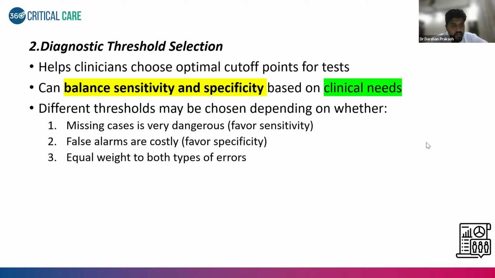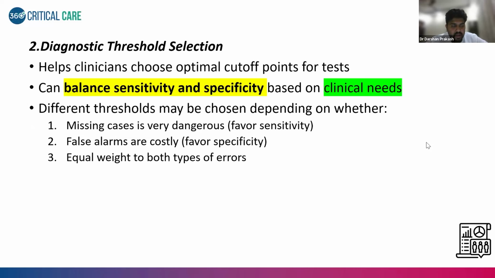What importantly we need to know is, because of these thresholds, there can be missing of cases, which becomes very dangerous. It probably favors sensitivity, but at the cost of specificity. False alarms are usually costly when we are thinking more about specificity. So what usually happens is the sensitivity starts dropping down. If you see the graph in the further slides, I'll help you understand that. Most of the time, equal weightage has to be given, and usually a balance needs to be struck between these two components.